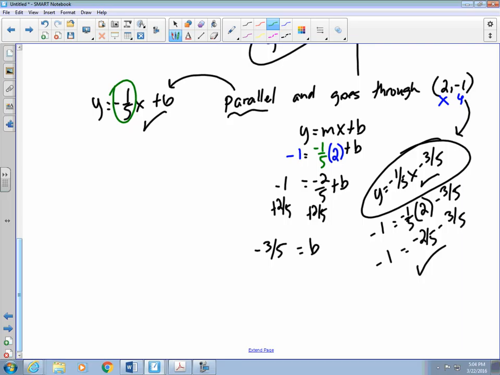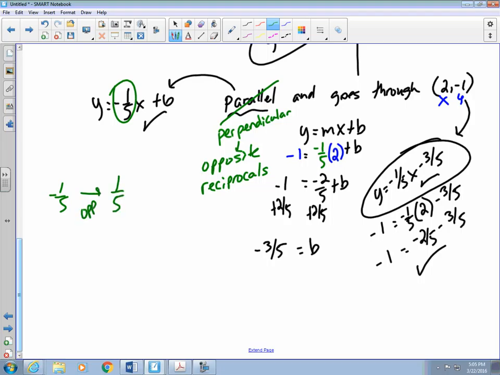If they say find a function that is not parallel but perpendicular. Something you need to know about perpendicular slopes, and we talked about this too, is that they're opposite reciprocals. So opposite reciprocal. Okay, opposite means it changes the sign. So if it starts negative and I take the opposite, it will turn positive. If it starts positive, it turns negative. Reciprocal means you flip it. So 5/1. So it's just 5.